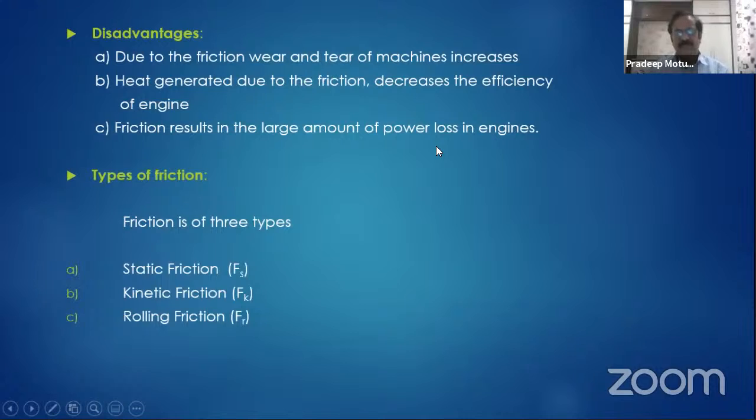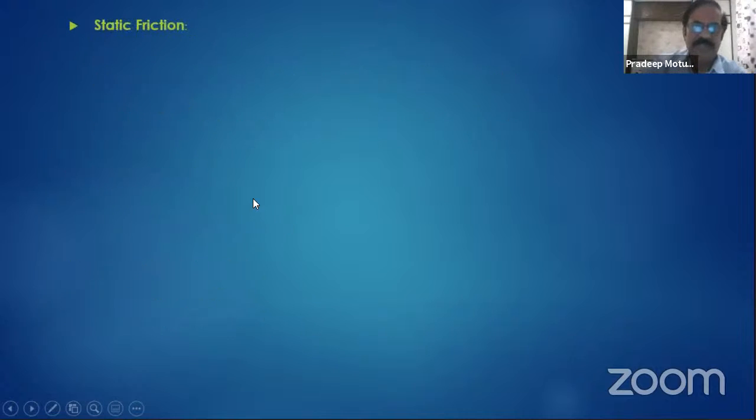Now, we'll go for another thing, that is types of friction. Friction is of three types: static friction, kinetic friction, and rolling friction. Now, we will study static friction, then kinetic friction, and then rolling friction, one by one. Try to understand the definitions and their meanings.